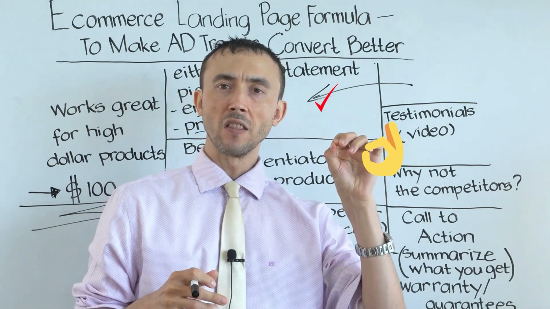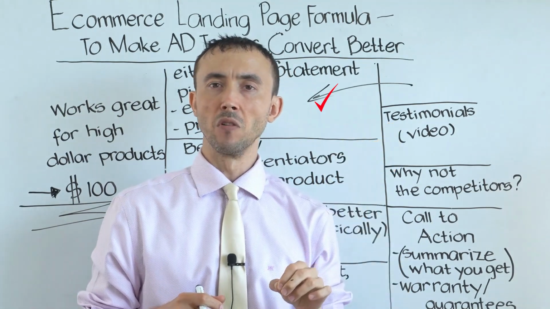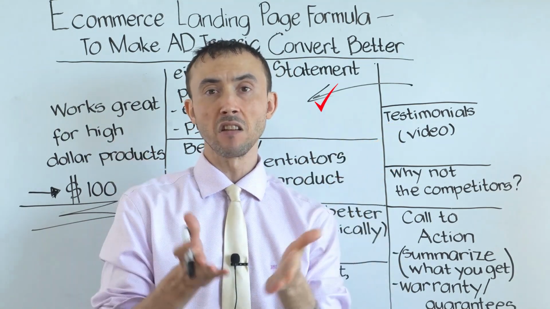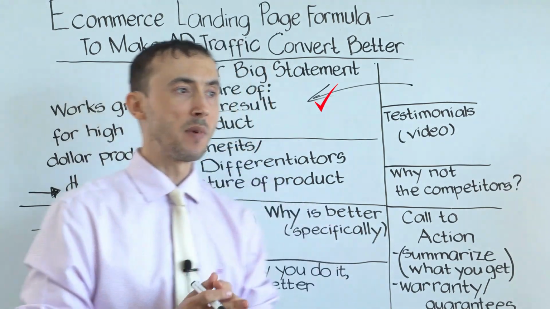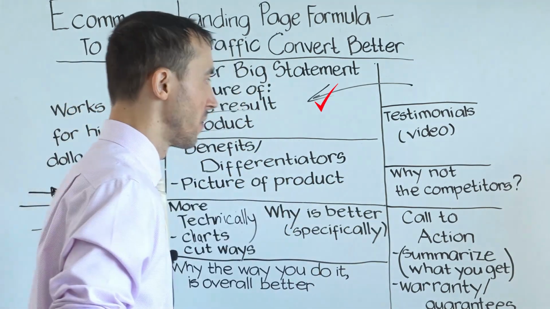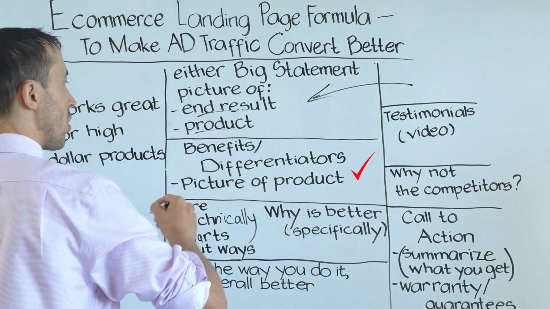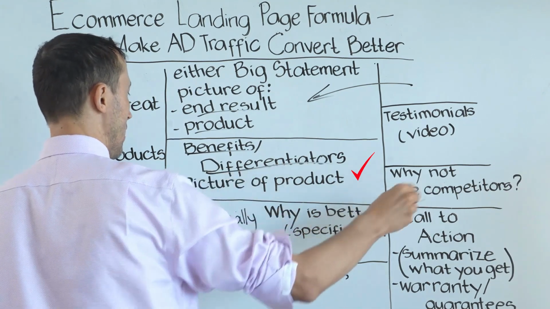You want to communicate the value up front as quickly as possible and as distilled down as possible. Anybody that can look at that picture and read that headline knows why they should stick on the page. So that's the best way that we found to do it. Then you're going to go after the benefit and differentiators, okay?